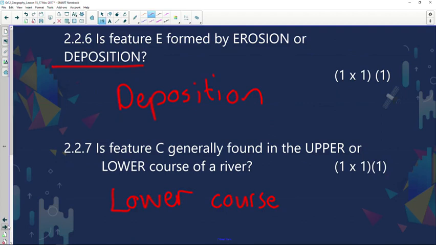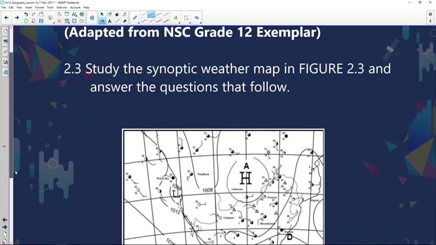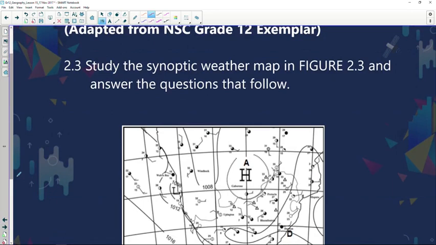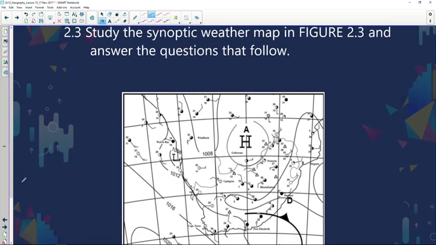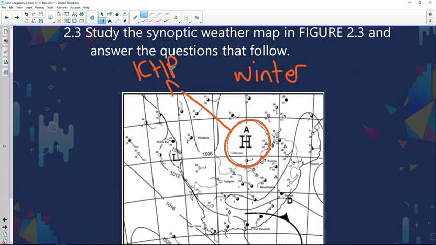Our next question is a synoptic chart. Once again, before we answer the questions, let's look at all the clues on the synoptic chart, and we can determine what's happening over here. First of all, what stands out for me is the high pressure system over the interior. This high pressure system only occurs during winter months, and the one that dominates the interior is known as the Kalahari high pressure system.